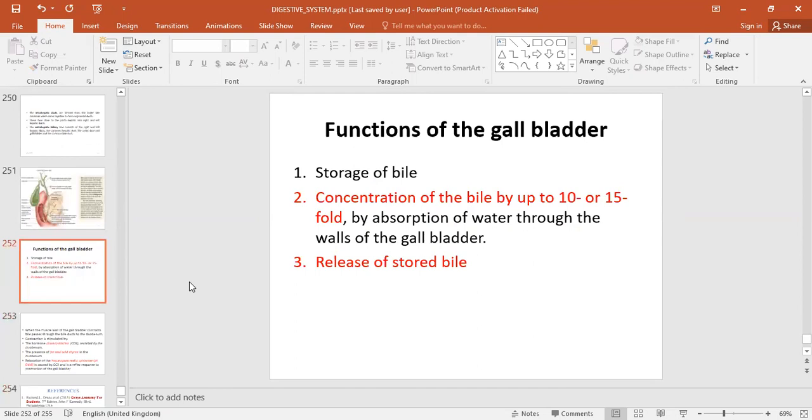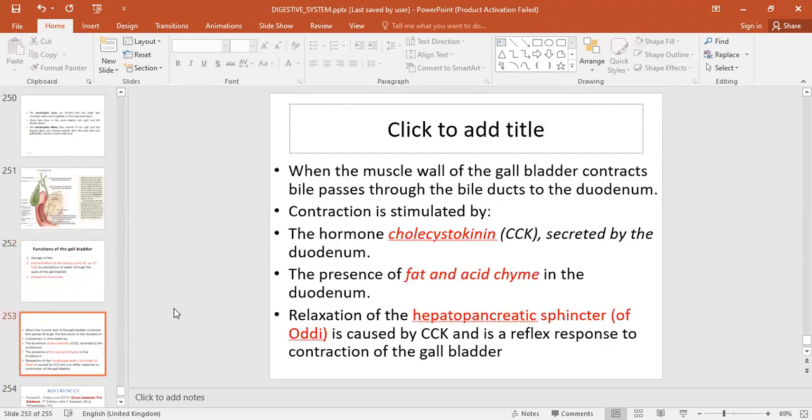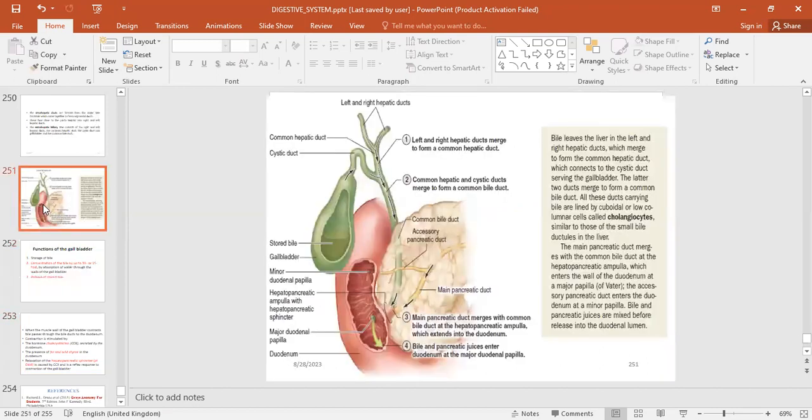So function of the gallbladder: storage of bile, then it concentrates bile and releases bile when there's a fatty meal in the stomach. And we know that bile simply emulsifies fat, so that now pancreatic lipase can act on the fat, so that complete digestion of the fat is achieved. This is where we end with accessory organs of the digestive system. The next topic we'll look at is the respiratory system.